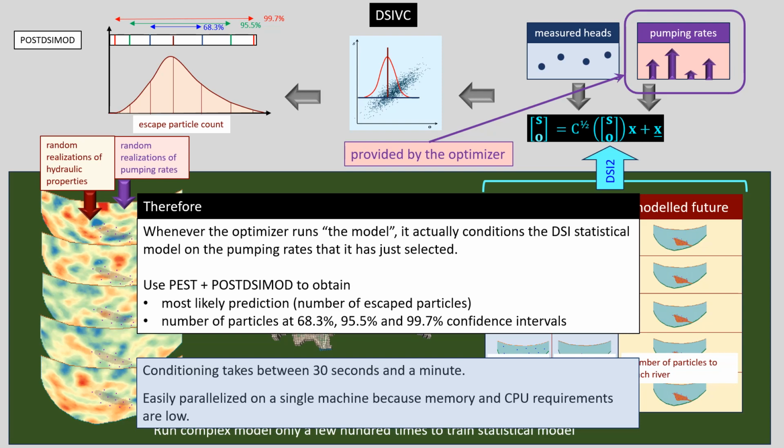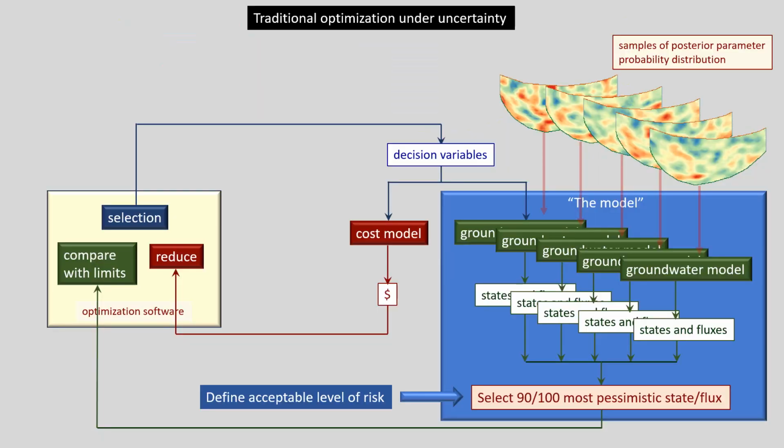The numerical burden is still virtually nothing compared with that of traditional optimization under uncertainty, where we have to run the complex numerical model maybe a few hundred times on each occasion that the optimization package chooses a new set of decision variables. And let's not forget that if we're doing things the traditional way, the parameter fields we use here have to be samples of the posterior probability distribution of parameters, not the prior, so there's a large numerical burden required to obtain these.